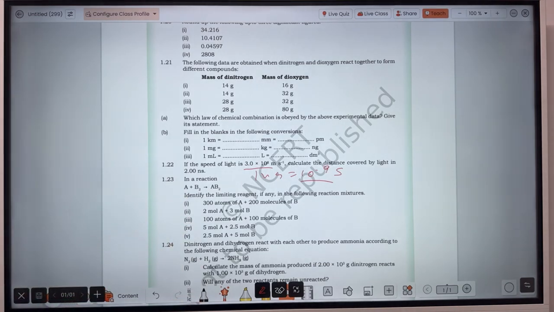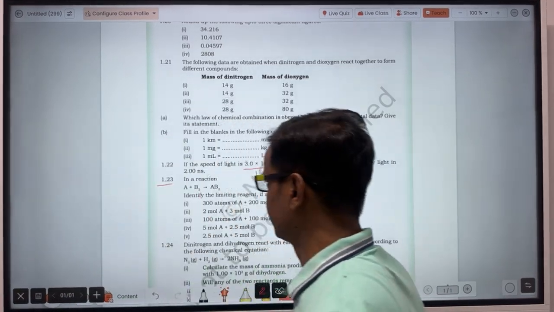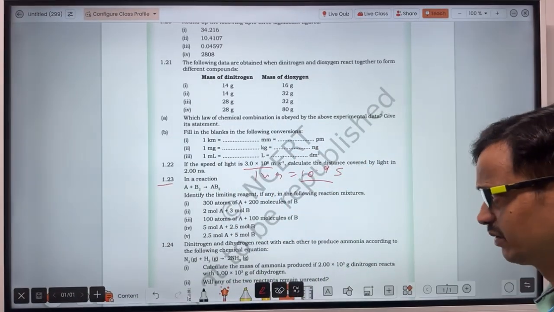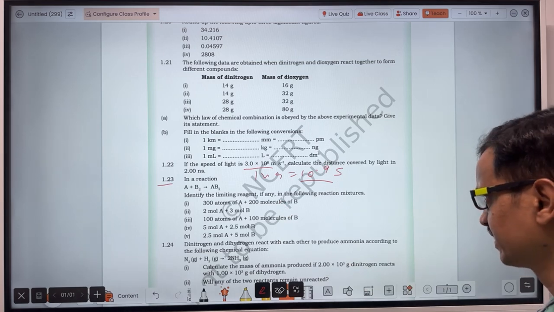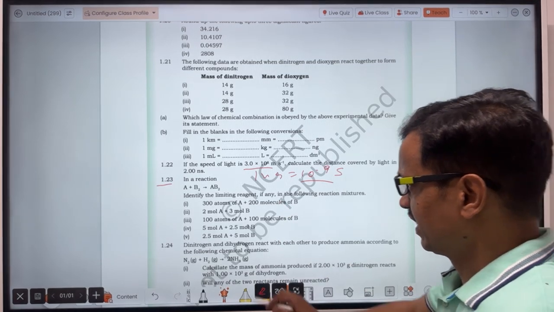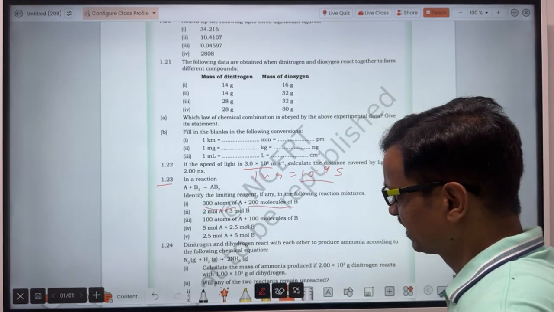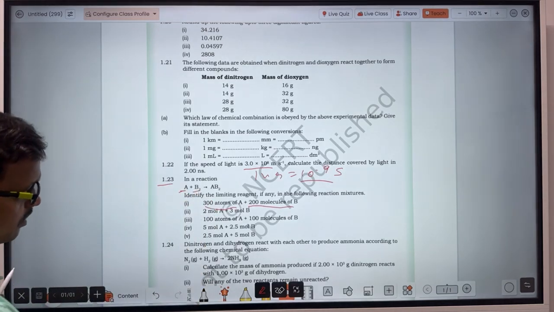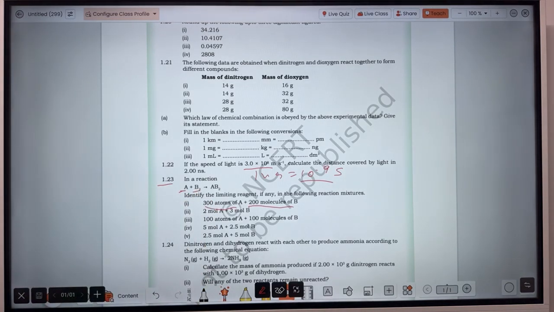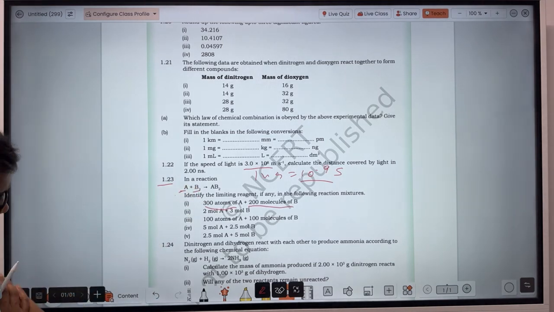Okay, this question here, this is the reaction. Question 1.23, watch out carefully. A and B react to form AB2. Identify the limiting reagent if you have 300 atoms of A plus 200 molecules of B. So let's see here, one atom of A reacts with how much? One molecule of B. Here 300 atoms of A will react with 300 molecules of B.